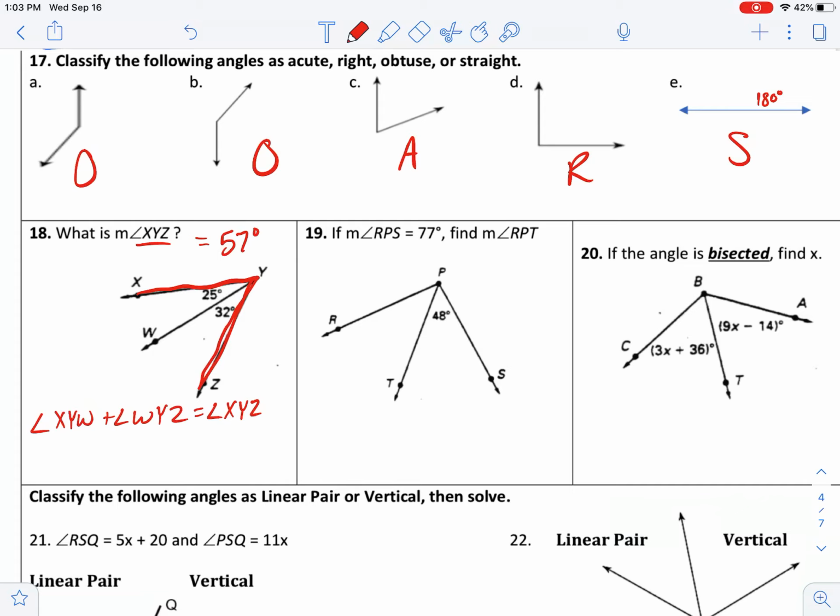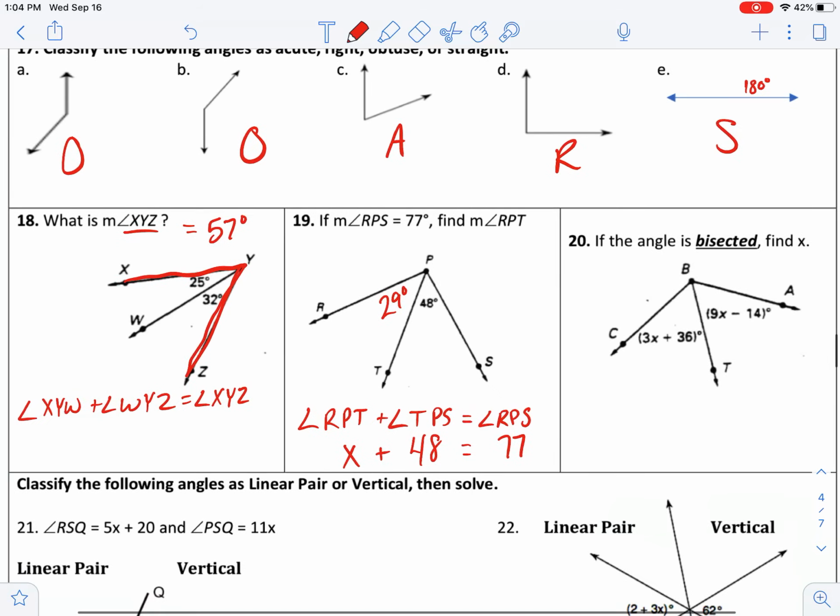But the reason why I want you to write out the segment addition postulate, or angle addition postulate rather, is for problems like this, where you can write out all three parts and then just plug in the known values. So TPS is 48. RPS is 77. And then I can just plug in a variable for RPT because I don't know that yet. And my final answer would be 29 degrees.